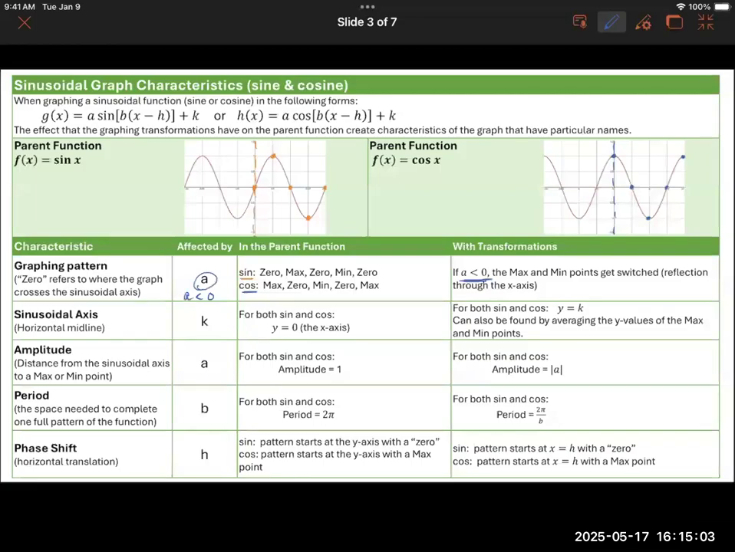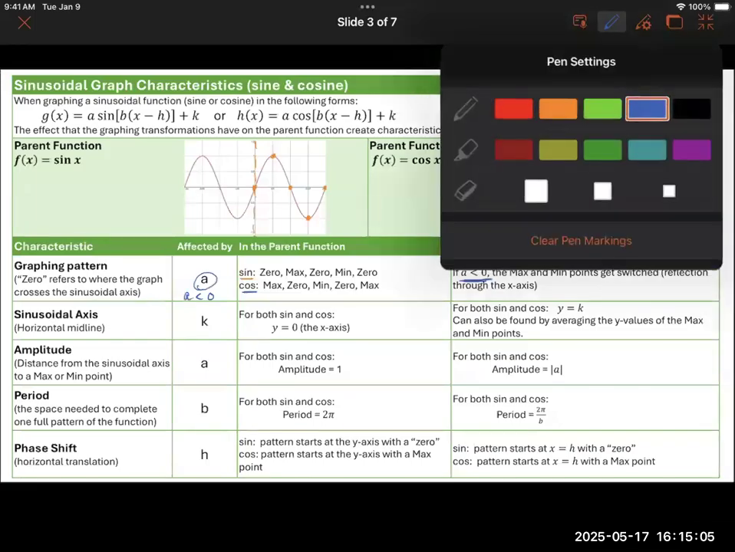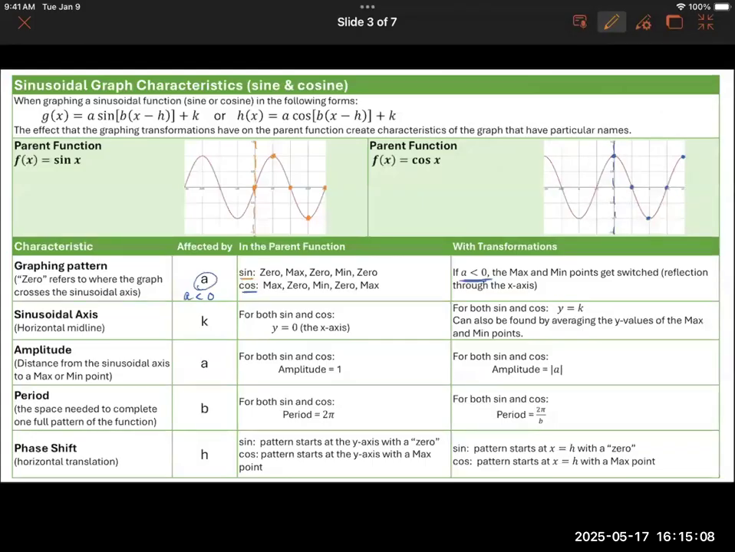Okay, then we have something called the sinusoidal axis, and that's a big mouthful, but it really is just the horizontal midline to our graph. So normally in the parent function, the sinusoidal axis is going to be our x-axis. That is the horizontal line that runs halfway through our graph horizontally for both sine and cosine.